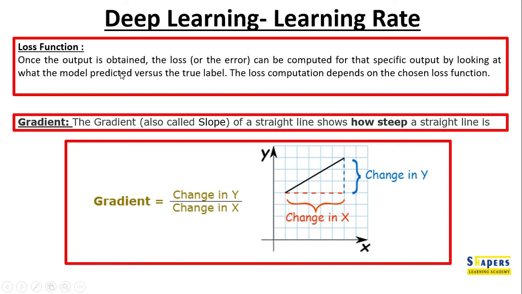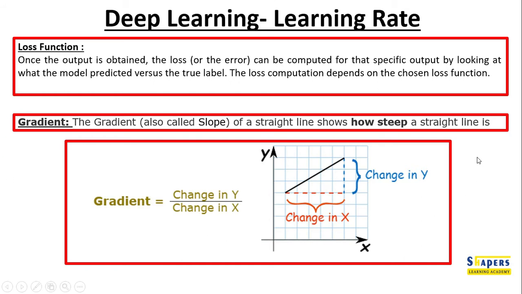So once the output is obtained, the loss can be computed by looking at what the model predicted versus the true label. The loss computation depends on the chosen loss function. You may remember we have activation functions, multiple of which determine the firing of the neurons, isn't it? If we remember right, similar to that, we have many loss functions which are used in the loss computation.